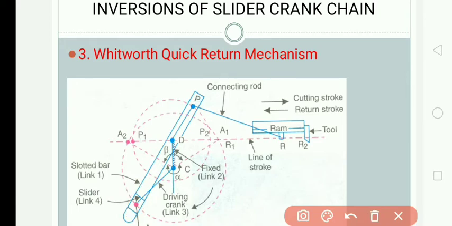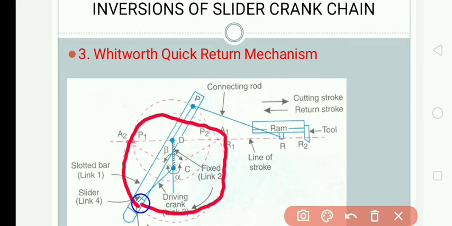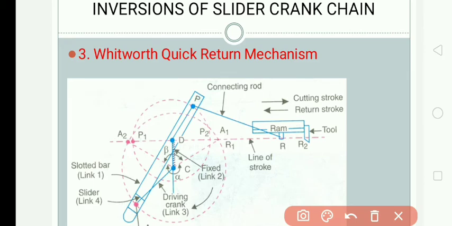Now we can see that the crank is always rotating. CA is the crank. The crank rotates with respect to fixed point C, and its path of movement is this circular path. Similarly, the point P, at the end of the slotted lever, will also execute a rotary motion along a circular path. So the crank and point P will trace circular paths.